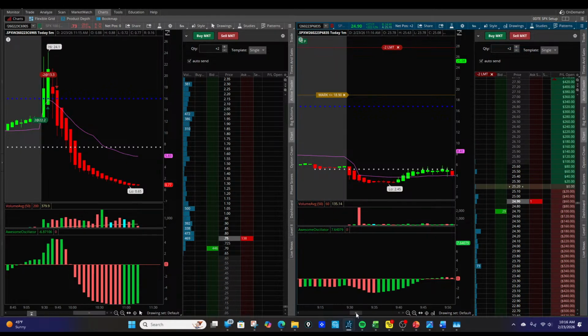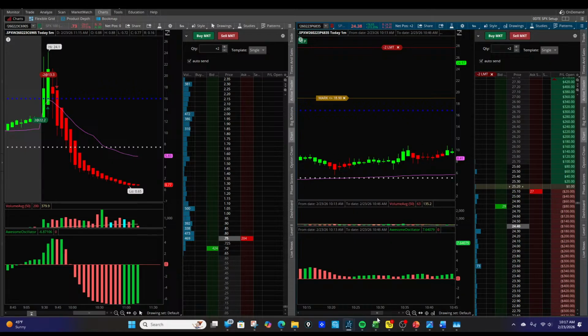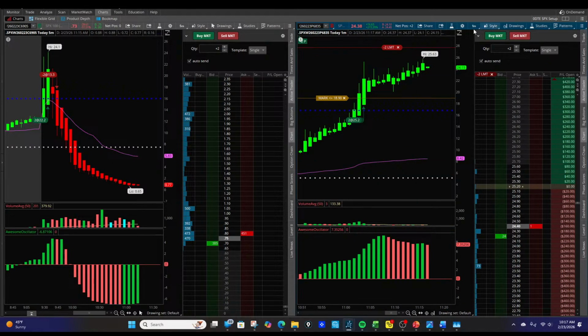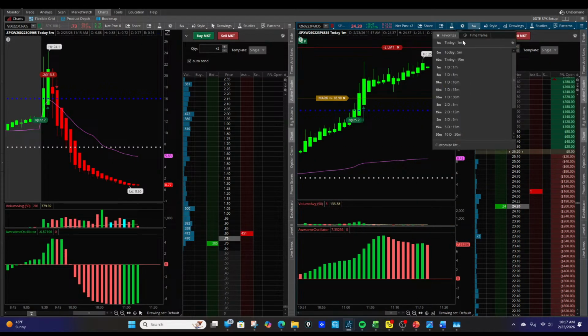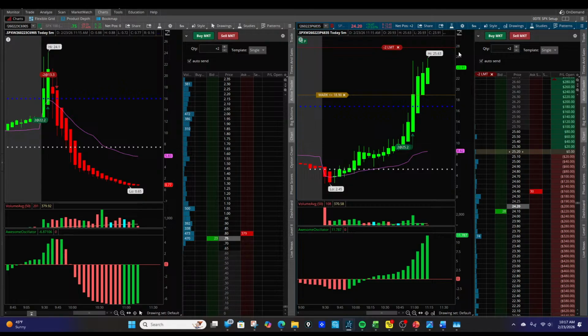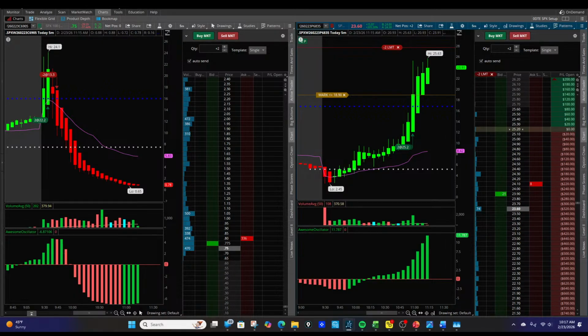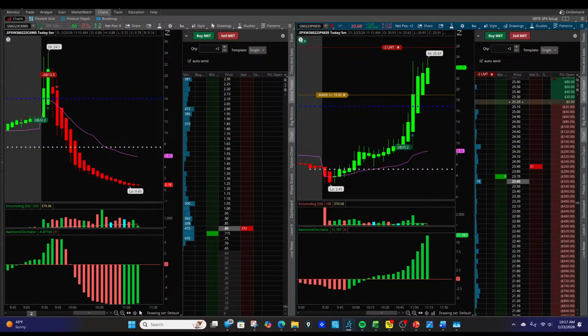Okay. So it moved along, just kept getting higher and higher and higher. There we go. $25.63. The fact that we have a new high, that's a bullish thing. I like that.